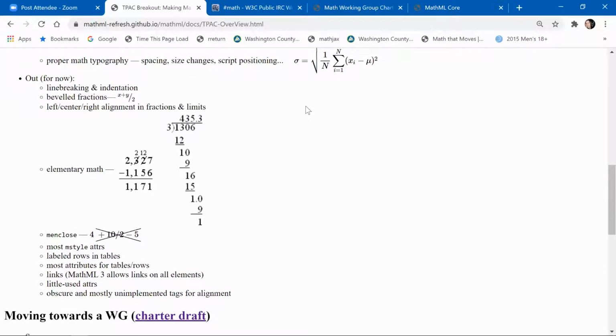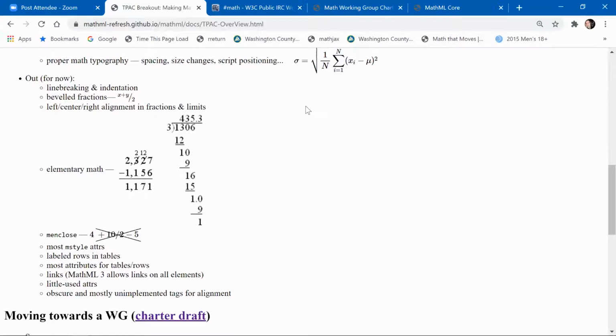There's a thing called menclose, which is useful for strikeouts, as in the example there, and has some other uses. Most mstyle attributes, labeling rows in a table. So often you say this is equation number 3.1, and you want it to align with the rest of the equations. So that's not in there now.